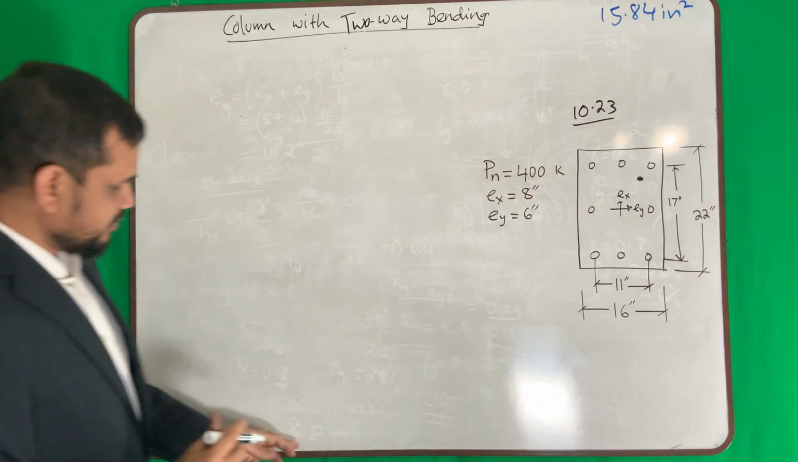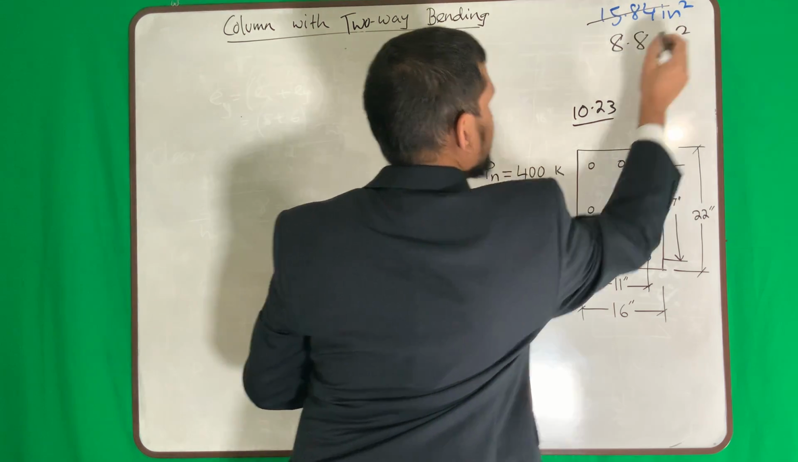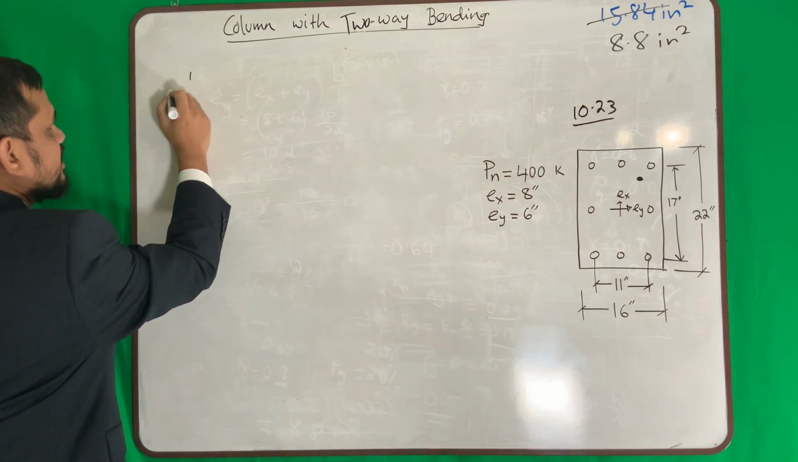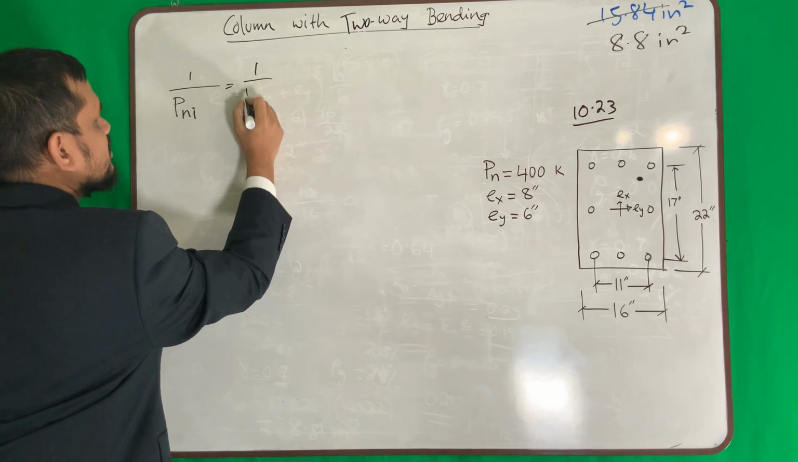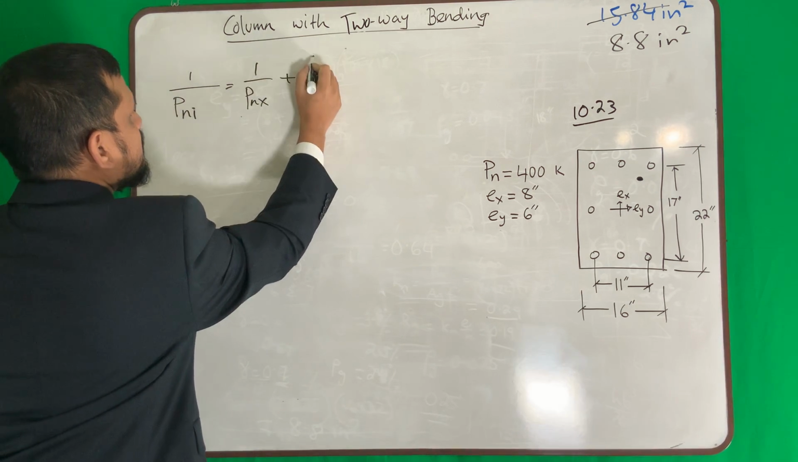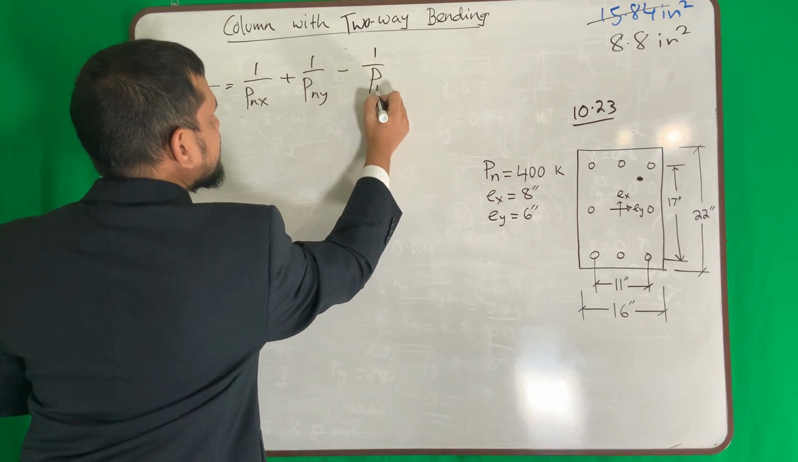So write our reinforcement, 8.8. How to check this? That is, the equation is called the Bresler equation: 1 over Pn equals 1 over Pnx plus 1 over Pny minus 1 over Pn0.